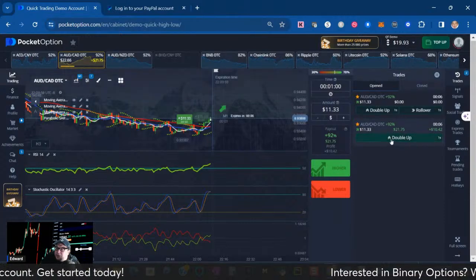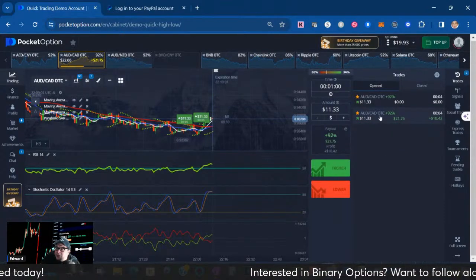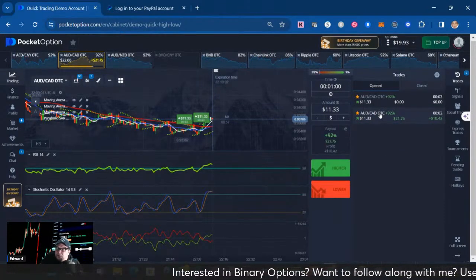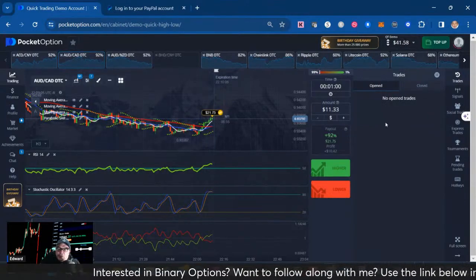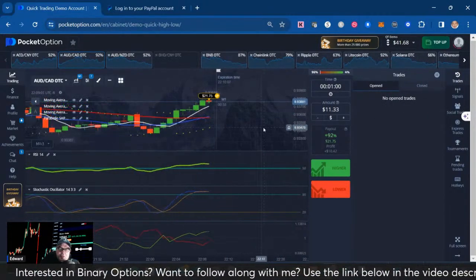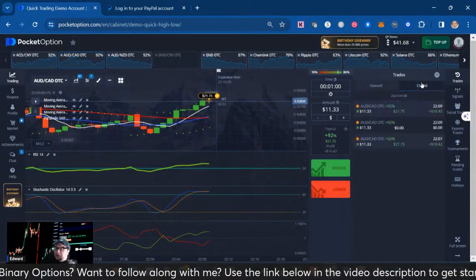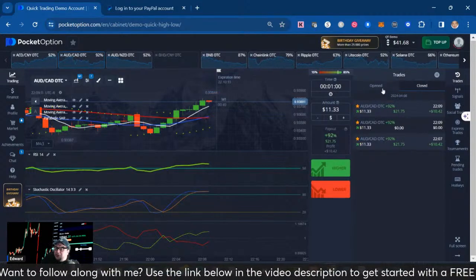And if you're not familiar with the double up button, you can use that to try and make more money with the same timer that you used to place your original entry. And I did not get the second entry, but I did get the first. So we're 2 of 3 so far.